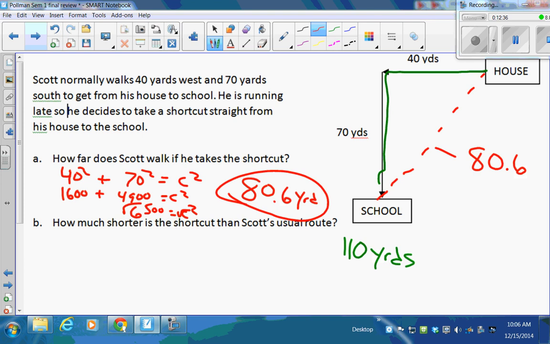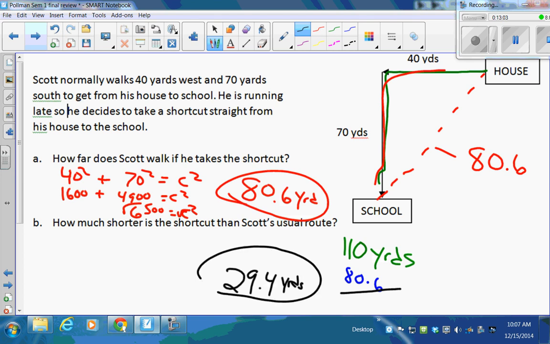Now, it says how much shorter is his shortcut than his original route. Remember, his original route was 110, so he walked here to here. His shortcut is only 80.6. So if I do 110 minus 80.6, my final answer is about 29.4 yards shorter. All I did was take the original route minus his new route, and that is how I do that problem. Know that problem, wink, wink, hint, hint.